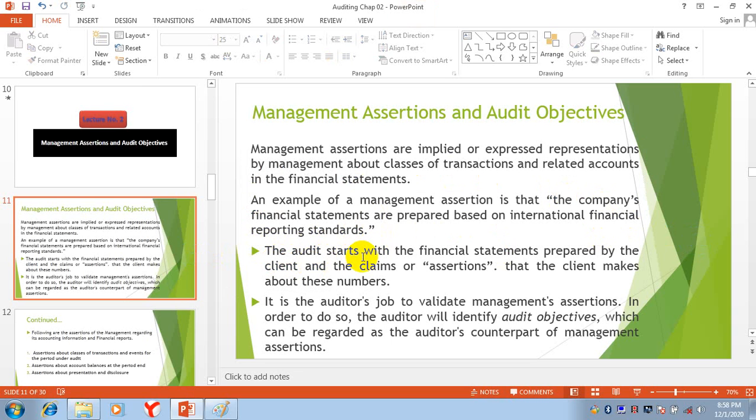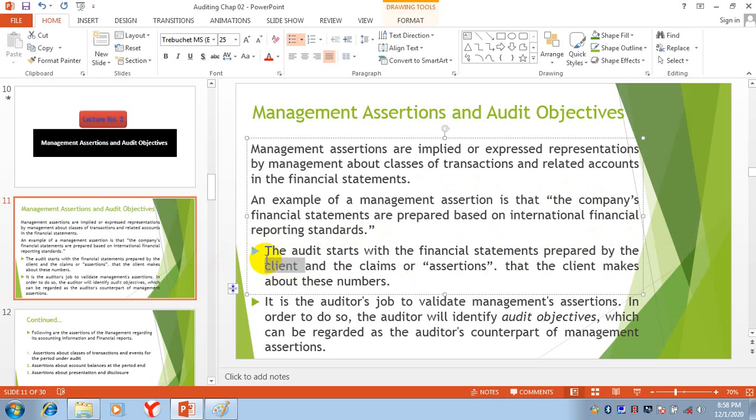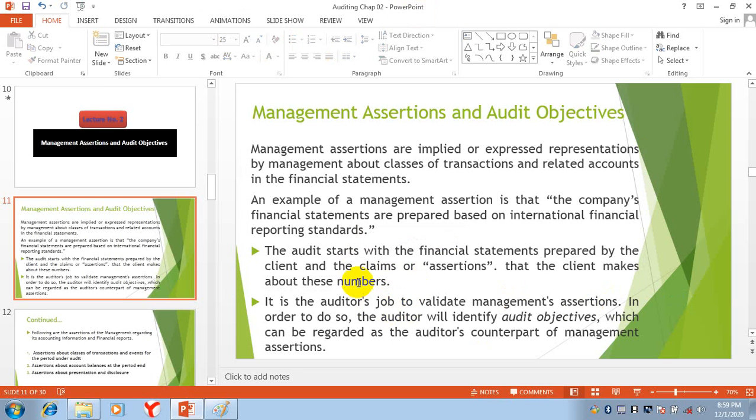The audit starts with the financial statements prepared by the clients. Who is the client? The company is the client. And the assertions are the claims that the client makes about these numbers. There is a claim of the company about these numbers in the financial statements, that these financial statements are true and fair, and these are according to financial standards. It is the auditor's job to validate management assertions.